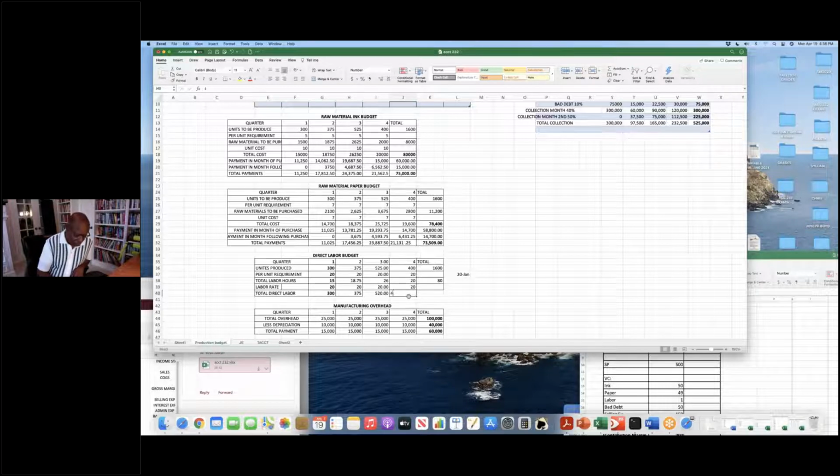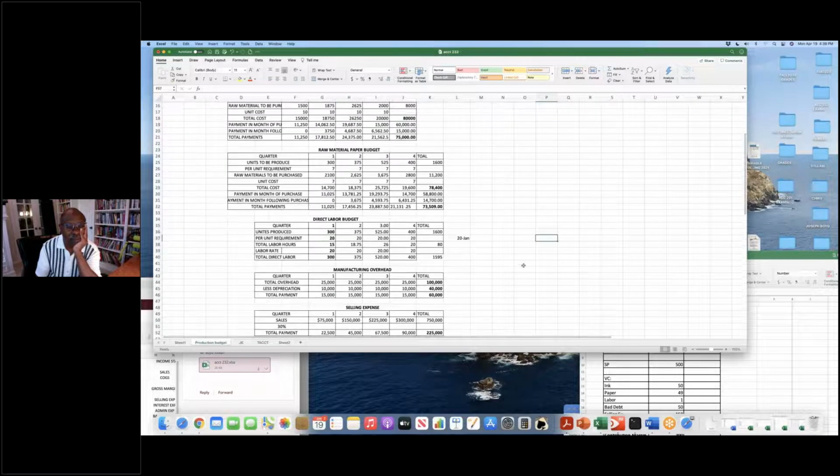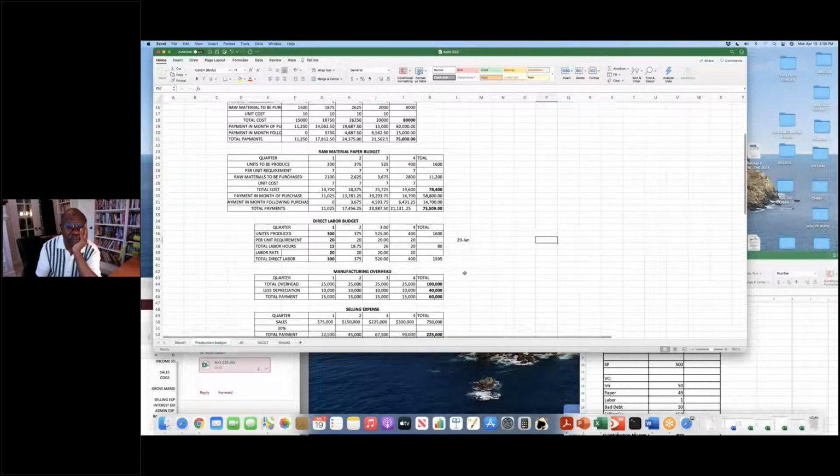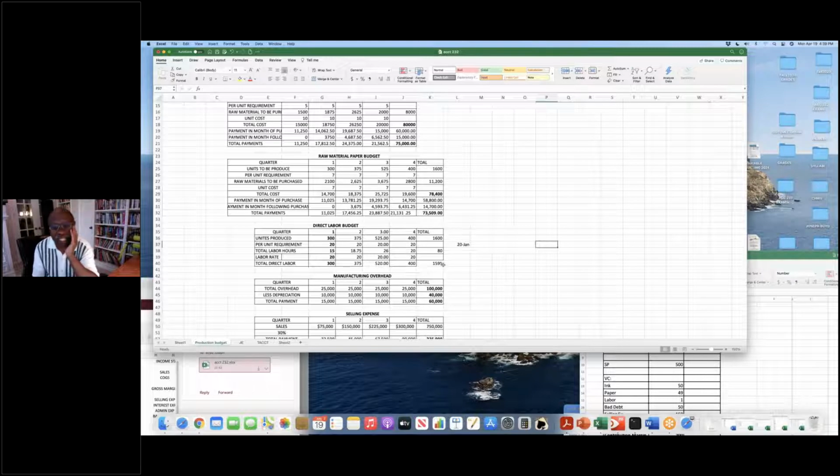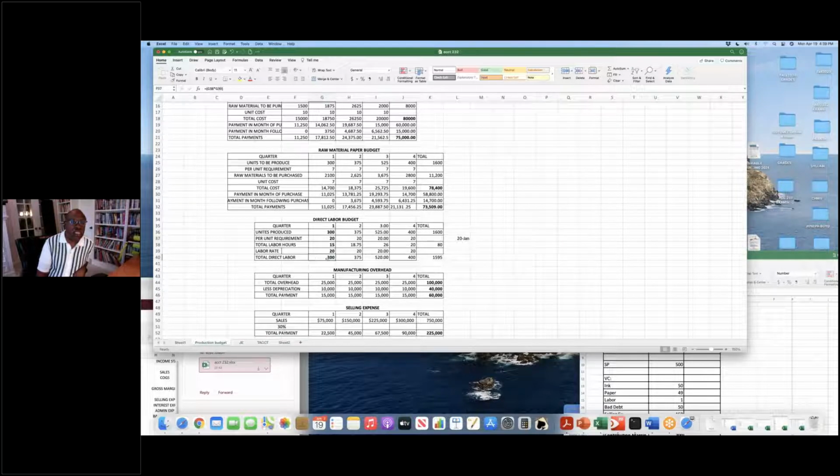Okay, but I still don't see the same numbers that are on the cash budget. So we add these across. How much is it? Is that right? Let me see. What did you get? Did you add them across? Yeah, 1500. I got that too. But that's not the numbers on the cash budget.